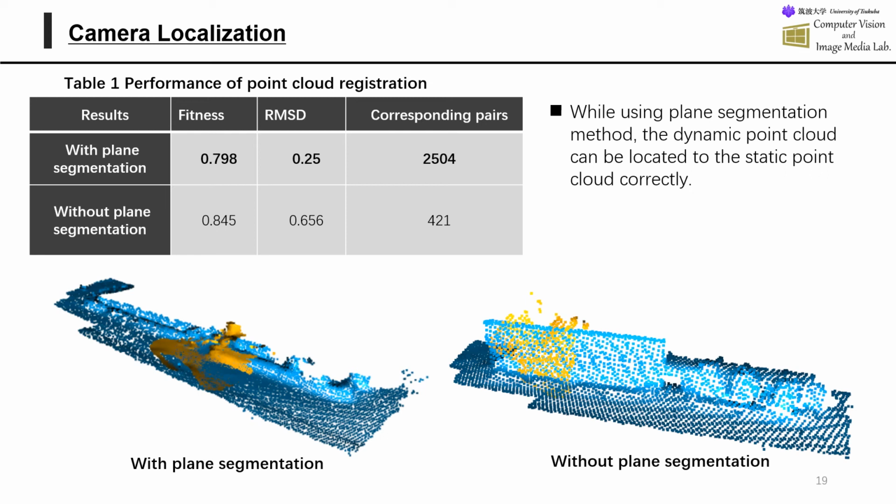And the blue point cloud is the static point cloud, while the yellow point cloud is the depth fusion dynamic point cloud. The registration without plane segmentation can produce wrong registration results due to the local optimum problem while calculating the transformation matrix.